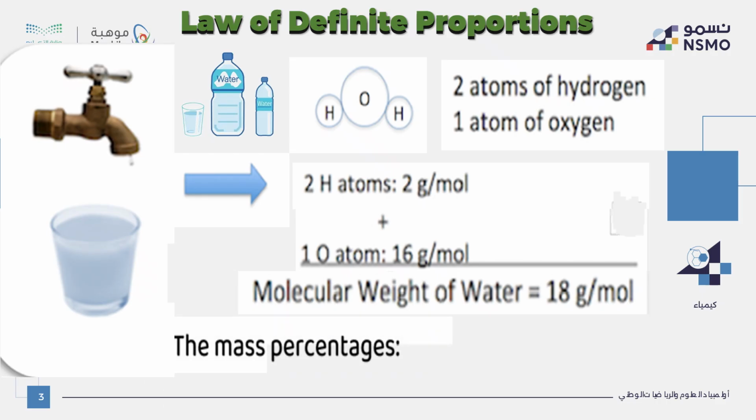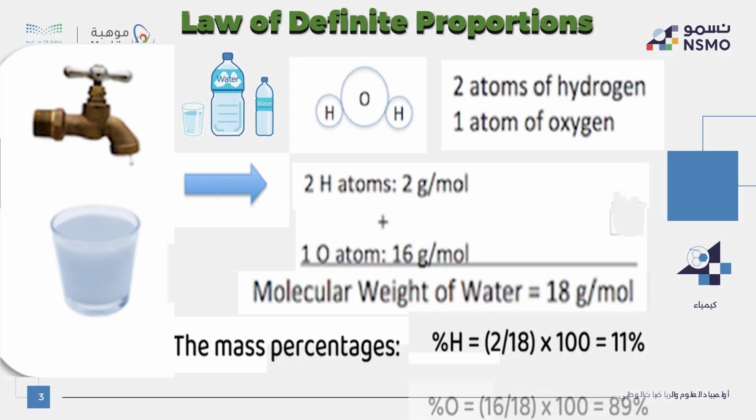The mass percent of hydrogen is calculated by dividing the mass of hydrogen, 2 grams, by the molecular weight of water, 18 grams, and then multiplying by 100. This gives approximately 11% hydrogen by mass.